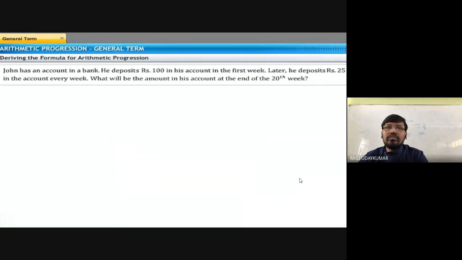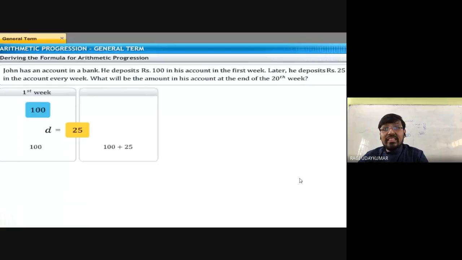Okay. So John has 100 rupees in his account in the first week. Later he deposits 25 rupees. So 25 is what he's adding every time. So D is 25 every week. So what will be the amount in his account at the end of the 20th week?